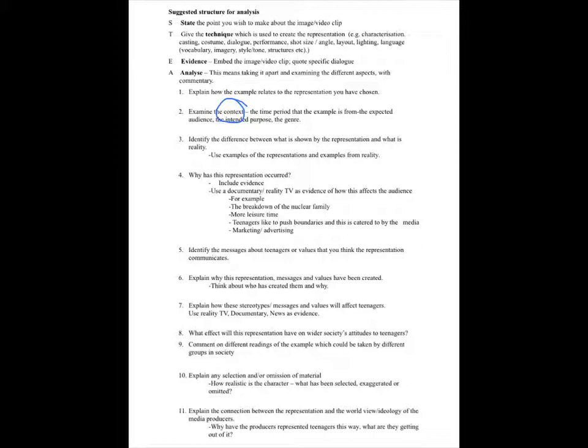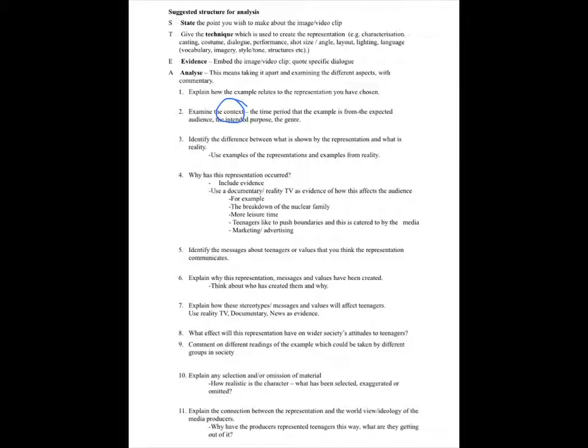So for example, if the genre is a sitcom, it's obviously made for laughs. So the genre is intended for comedy. The intended purpose is to make people laugh. The intended audience is families sitting around together at 5 o'clock at night watching it, wanting to get a laugh. So examine this and discuss it.